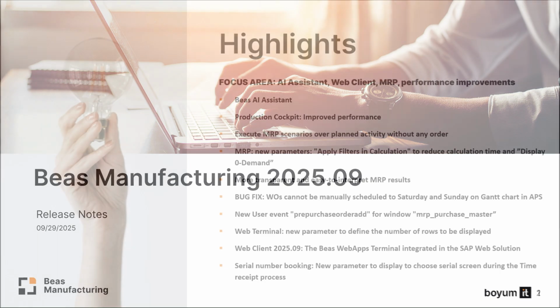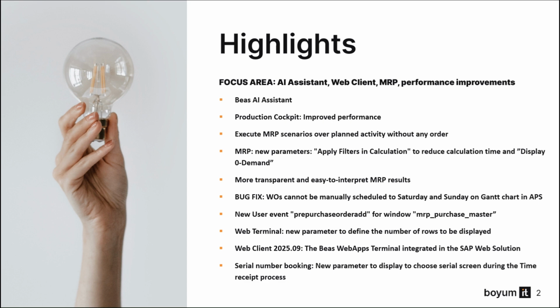2025.09. Some of the main focus areas of development of Beas for the second half of 2025 are the implementation of the very first Beas AI Assistant, the integration of the Web Apps terminal in the SAP Web solution with a new web client, simple automatizations, and web apps usability. In this version, we have covered improvements in these areas and enhanced MRP calculations with new filters, new fields, columns, and tooltips to provide a clearer understanding of MRP results to the user. Let's see all these in detail.